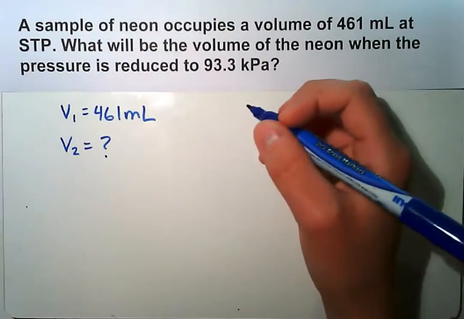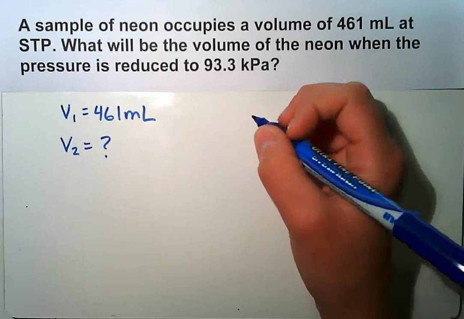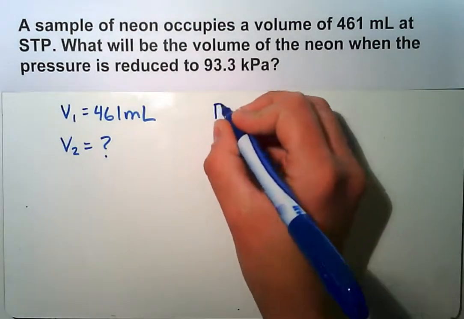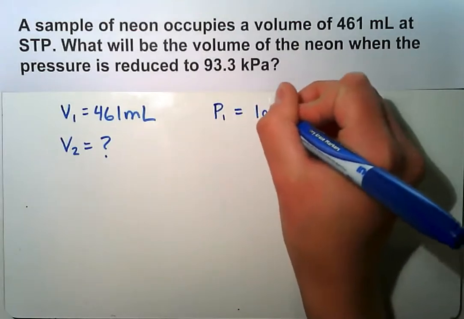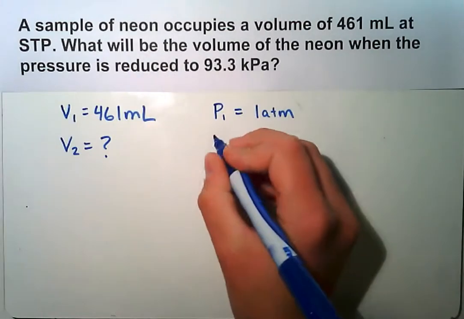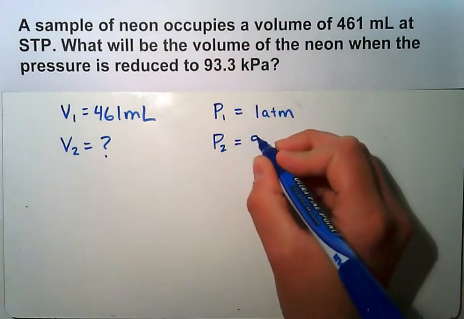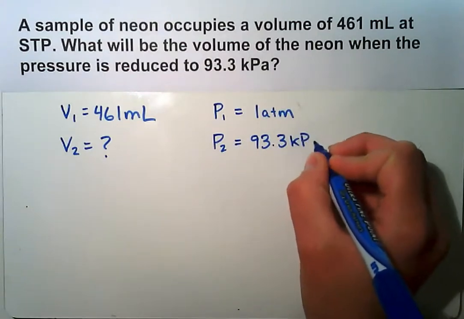So I know that STP is 0 degrees Celsius and 1 atm of pressure. And so I'm going to go ahead and write my P1 value as that 1 atm of pressure. And then my P2 value, it says the pressure is reduced, so my second pressure is 93.3 kilopascals.